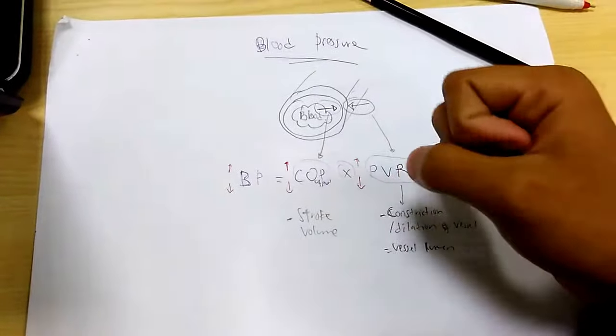When your heart pumps more blood, the blood pressure will increase. And if the heart pumps slowly, the blood pressure will decrease. Okay, it's the same with the PVR or vessel lumen.